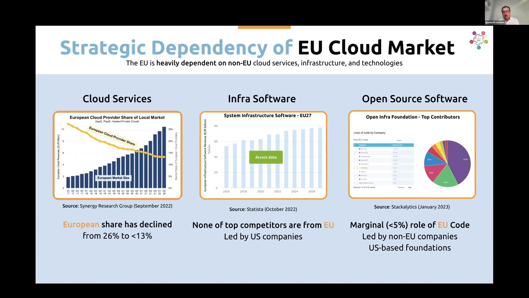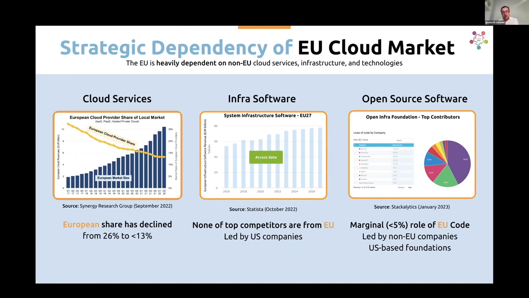Let's now evaluate the infrastructure software market, because it's not only about the cloud services. The problem we have in Europe is about the technology as well, about the building components of the cloud and edge solutions. You see this graph here. It shows the growth of the system infrastructure software market in Europe, which is growing, of course, but none of the top competitors are from the EU. This is a market completely led by US companies.